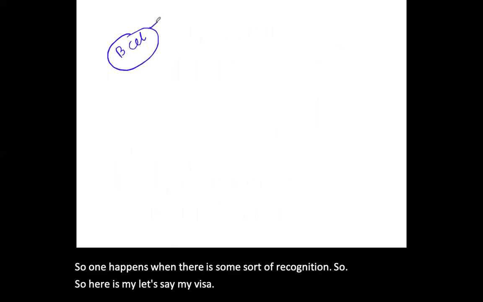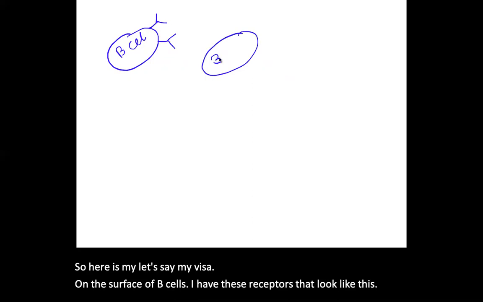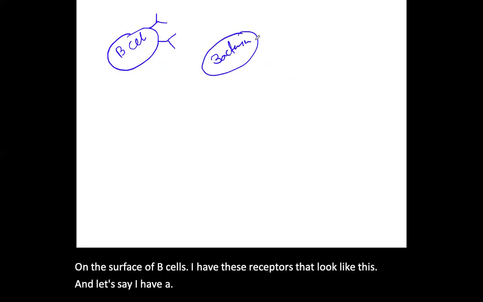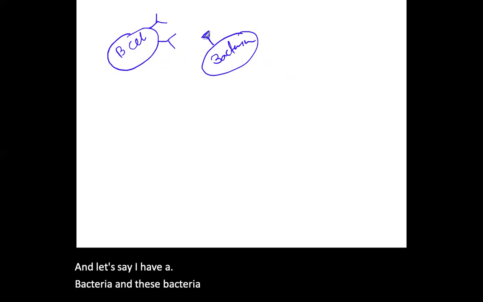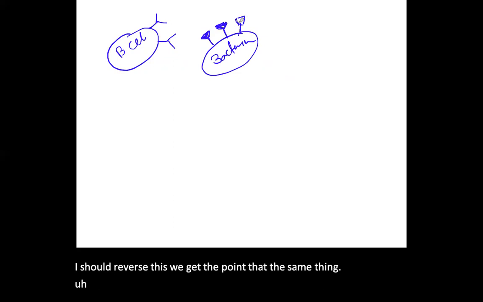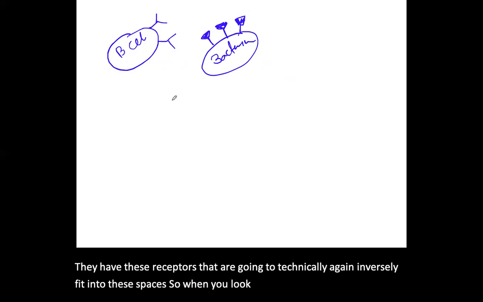On the surface of B cells, I have these receptors that look like this. And let's say I have a bacteria, and these bacteria have these, sorry, I should reverse this, but you get the point, they're the same thing. They have these receptors that are going to technically, again, inversely fit into these spaces. So when you look at this B cell at this stage, it is inactive.